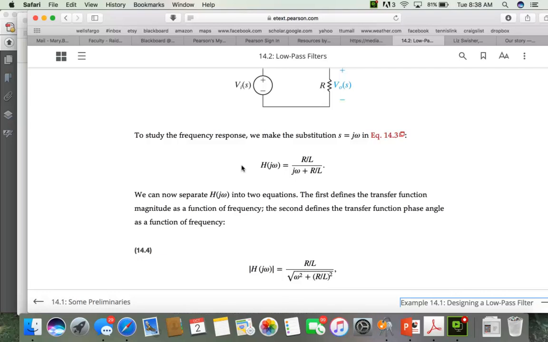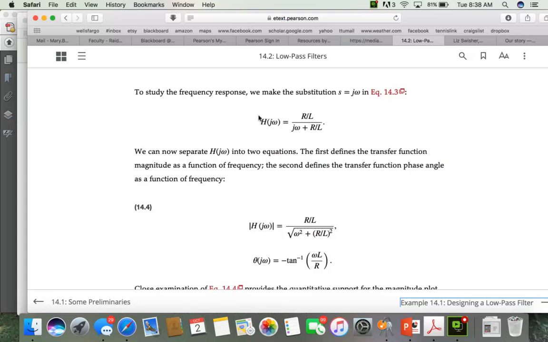Now I want to point out here that this function can actually be used to calculate the value of the transfer function at any value of omega. So if I had given you values of R and L and I asked you to find the output for omega equal to 20 radians per second, you would just plug in 20, you would get a complex number with actual values, and then you could calculate the magnitude and phase.